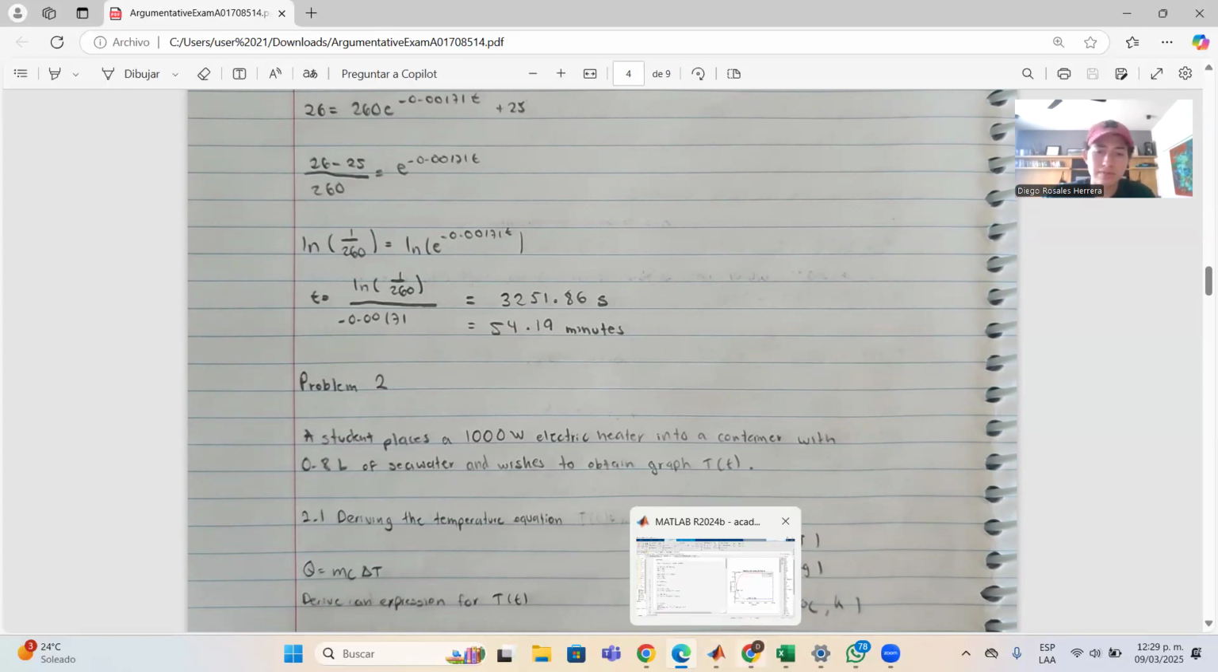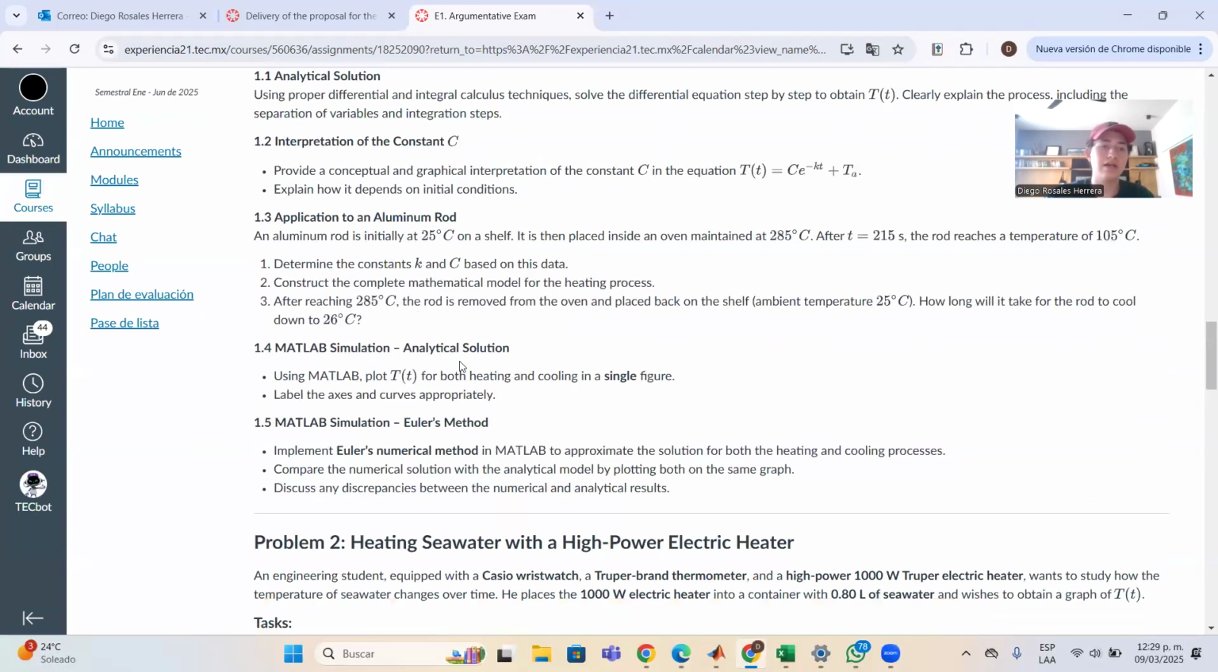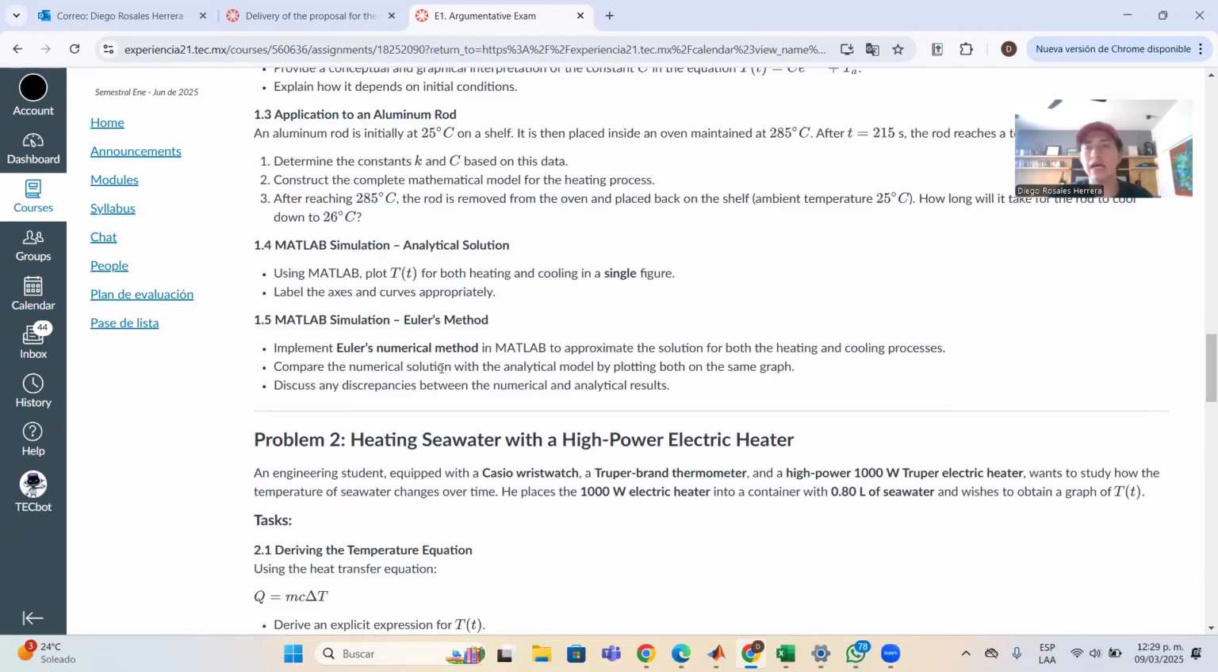Now I'm going to show you the code for the next part, which is a MATLAB simulation of the analytical solution and Euler's method.